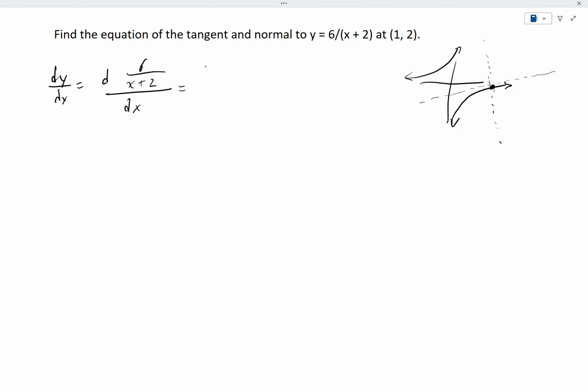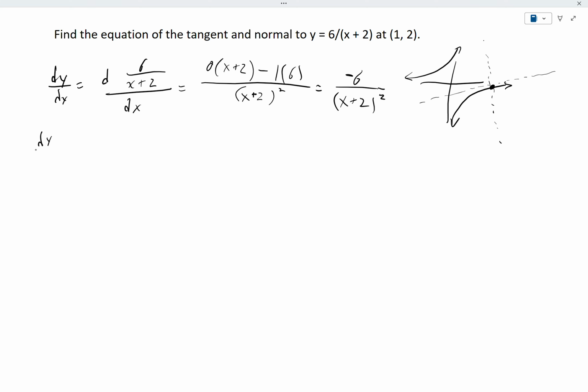The quotient rule says derivative of the top times bottom minus derivative of the bottom times top, all over bottom squared. And this simplifies a little bit more. So we get 0 minus 6, so that's negative 6, all over (x plus 2) squared. So that's what our slope is equal to.